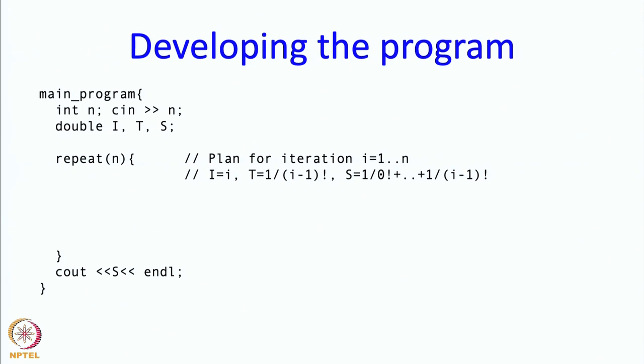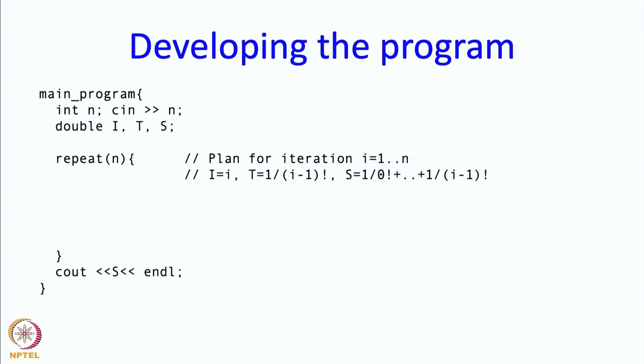And we also said that for the ith iteration, we would like capital I to have the value little i. We would like capital T to be the value of the term added in the i minus 1th iteration, or in other words, 1 over i minus 1 factorial. And we also want S to be the sum calculated in the first i minus 1 iterations, or the value 1 over 0 factorial plus 1 over 1 factorial all the way till 1 over i minus 1 factorial. Okay, so this is our skeleton, and now we are going to build it up.